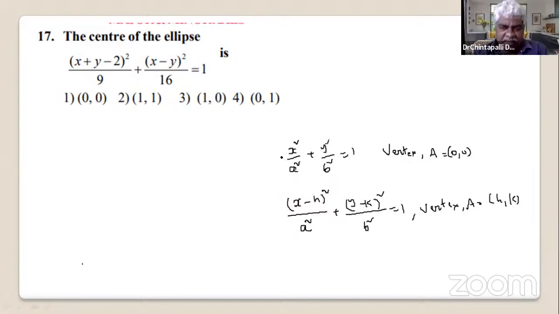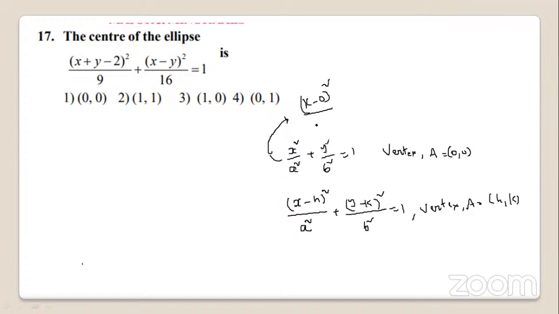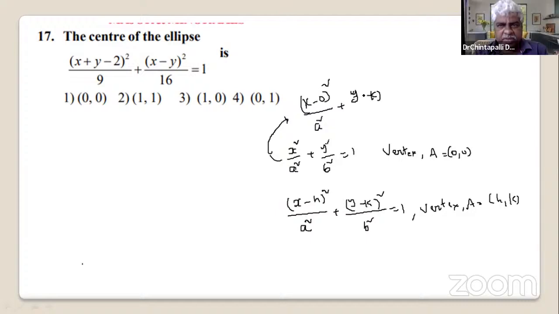So clearly, this equation can be written as x minus 0 whole square by a square plus y minus 0 whole square by b square is equal to 1, right?